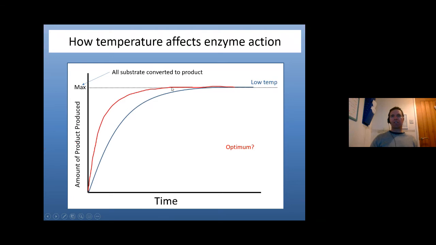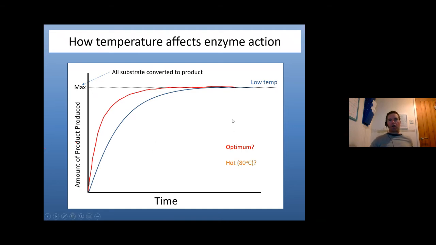We are still going to get to this maximum level. We're not going to go any higher than that because that's not possible. We will still get all substrate converted to product, but it will happen sooner. So that point at which all the substrate is converted to the product happens here, as opposed to being further along on this graph over here. That's what happens when you go to the optimum temperature: rate of reaction is increased, so all that substrate is converted to the product quicker.